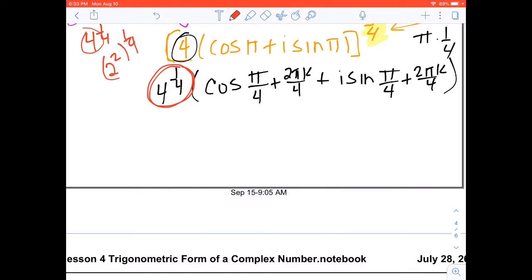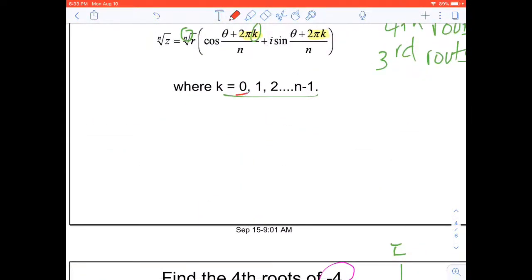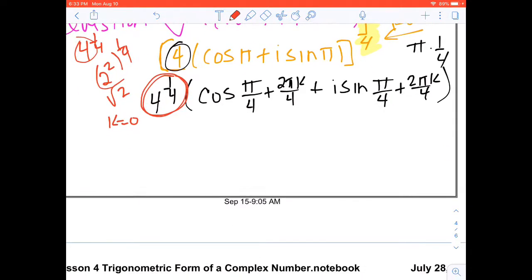So the fourth root of 4 is equivalent to the square root of 2. So when k is equal to 0, this is where I'm coming back to the definition: k equals 0, 1, 2, up to n minus 1. I don't know that you need to memorize that. If we're doing fourth roots, by the fundamental theorem of algebra, we have to do 4 iterations. So when k is equal to 0, this is just going to be root 2, the cosine of pi over 4, this goes away since k is 0, plus I sine pi over 4.